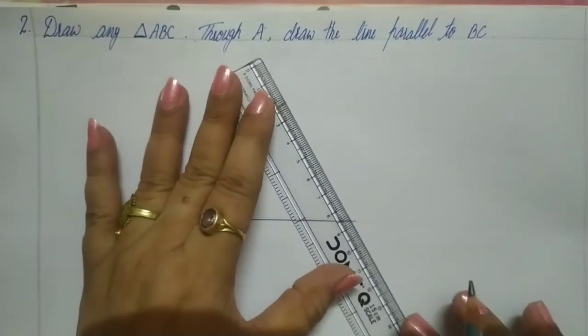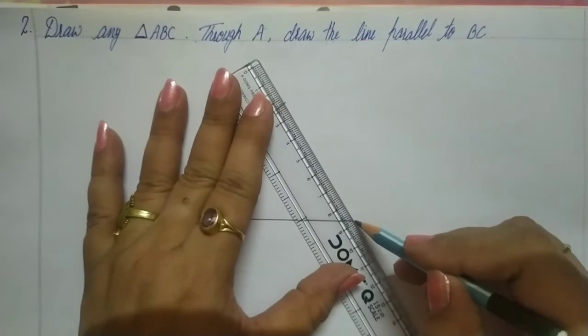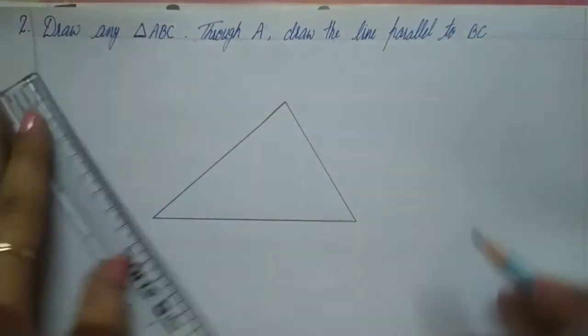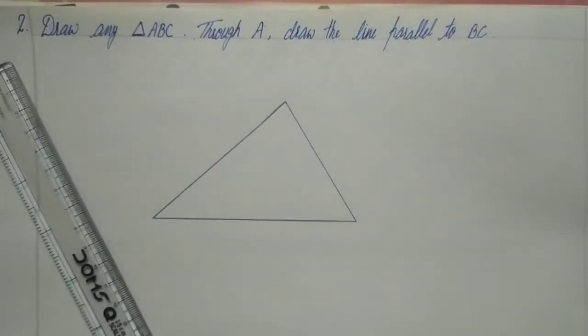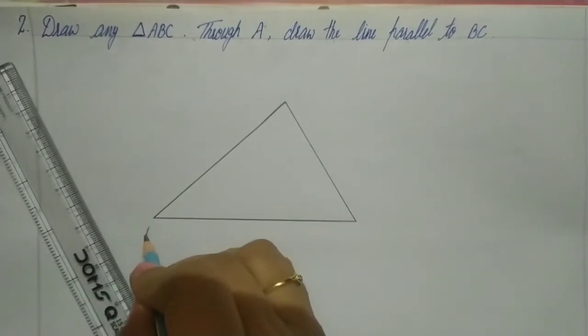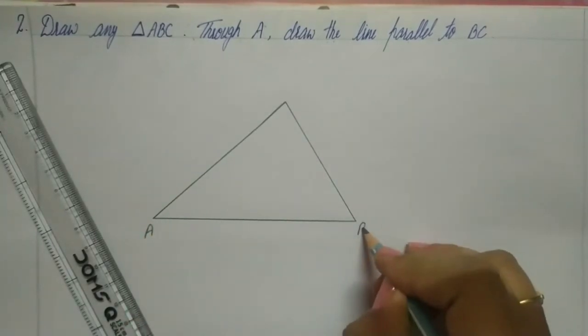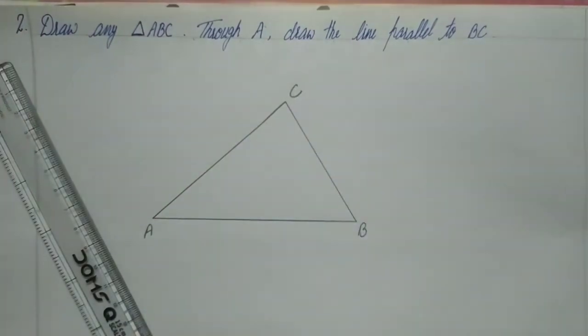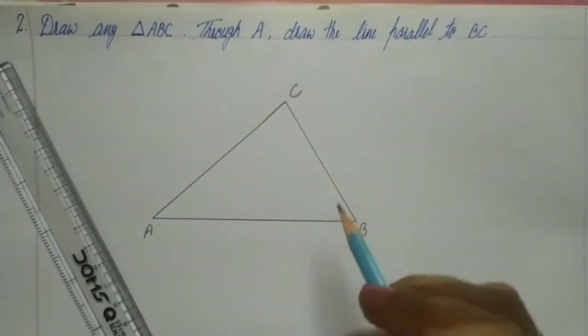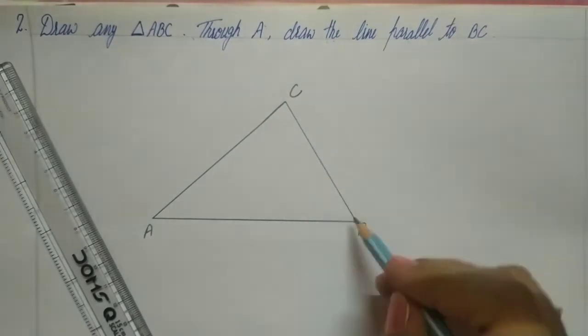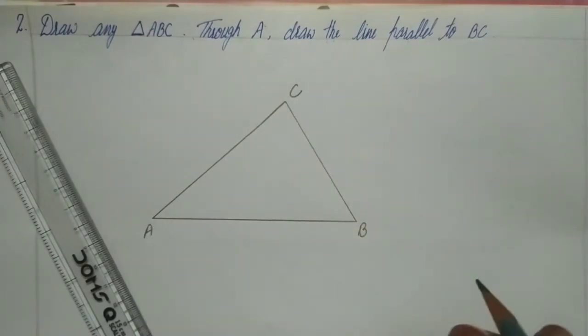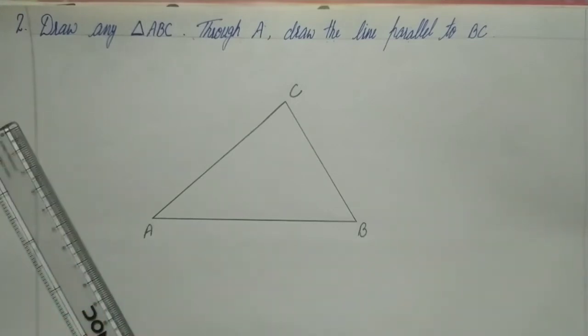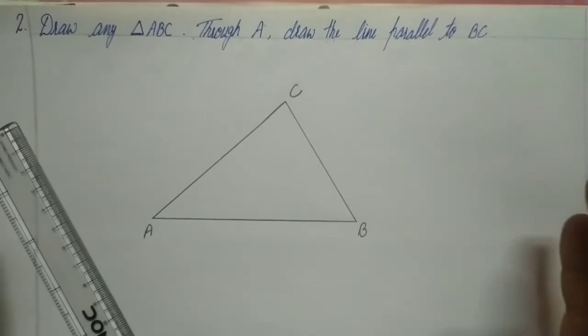There is no need to check the measurement of the angles, just draw an acute angle triangle, and it should be free-handed. Label it as triangle ABC. Now according to the question, we have to draw a line parallel to BC through A. As a condition, you are already aware that either the corresponding or the alternate angles must be equal, both should be equal.